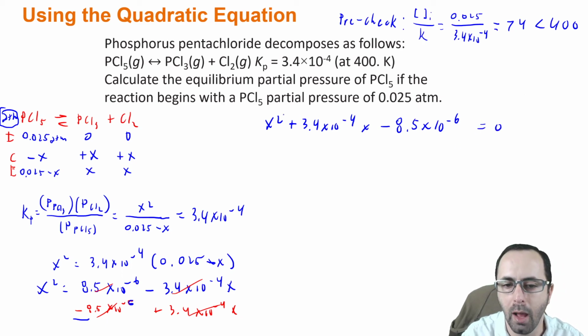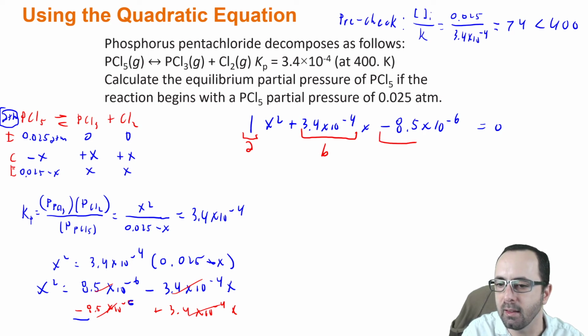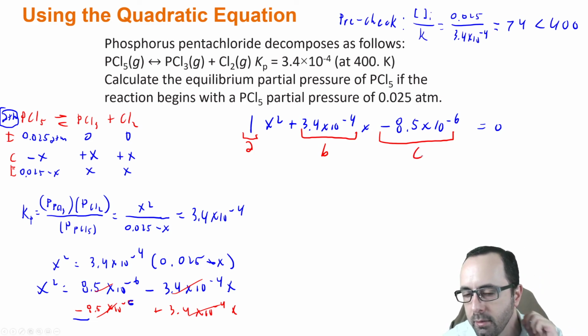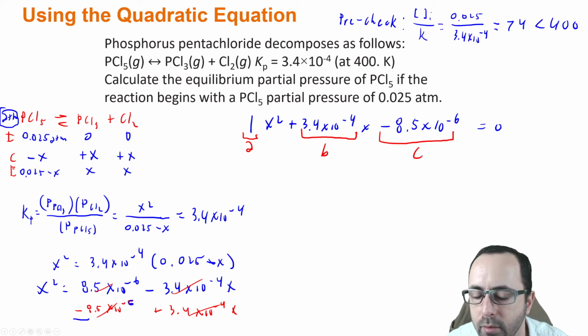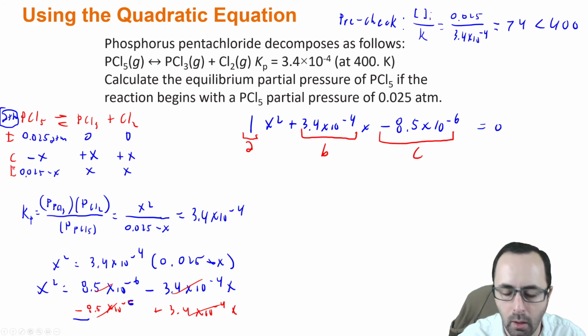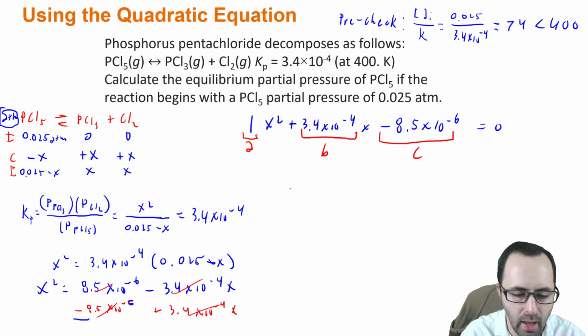So in our quadratic, we haven't written a 1 here, but there is a 1, even though it's not written. So a is 1, so that's this right here. b is 3.4 times 10 to the minus 4. And c is negative 8.5 times 10 to the minus 6. Don't forget the negative there. That's really important. Okay, so now we have to solve the quadratic. And so we're solving the quadratic here.